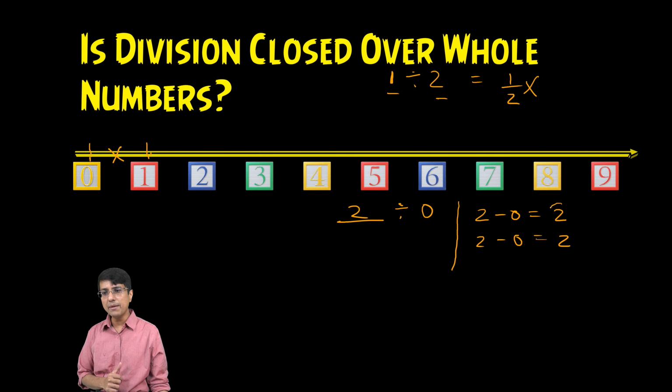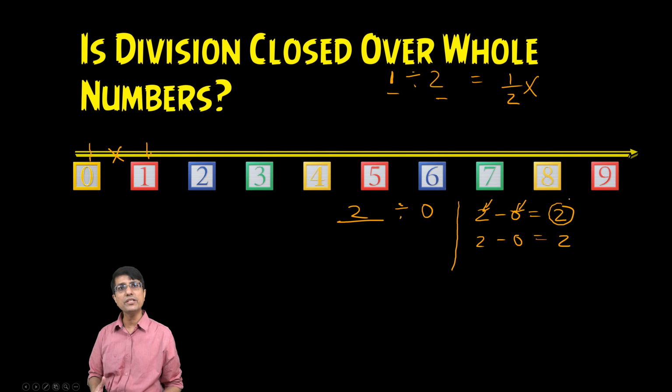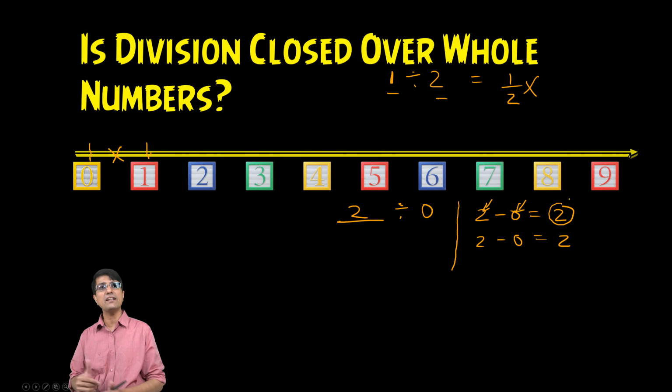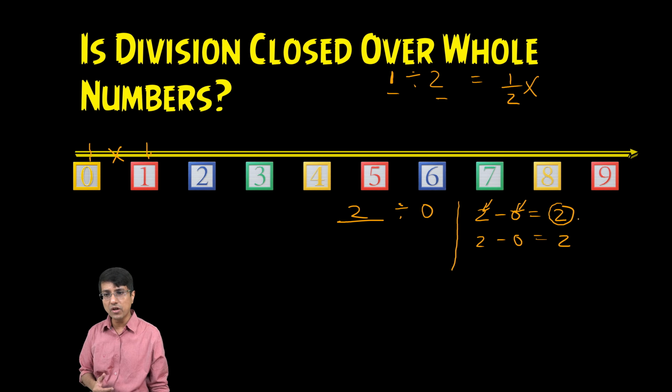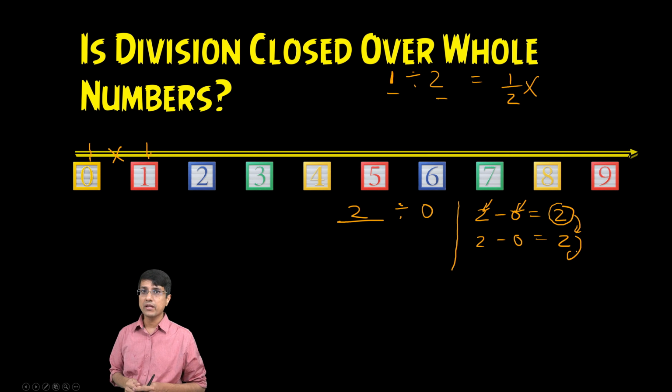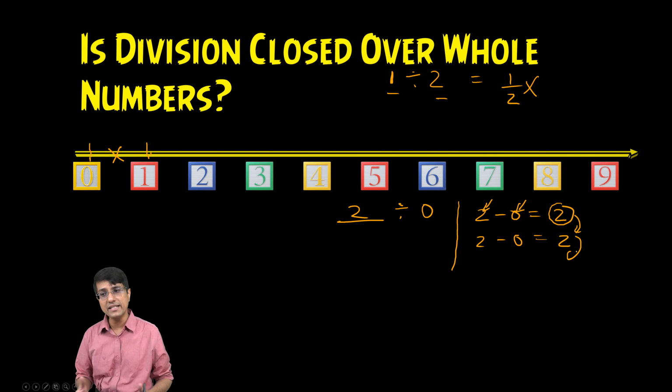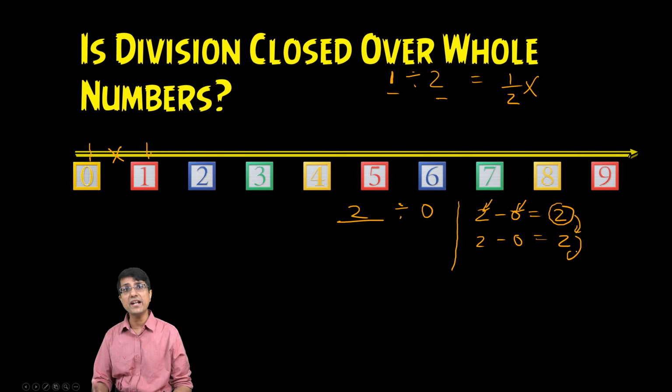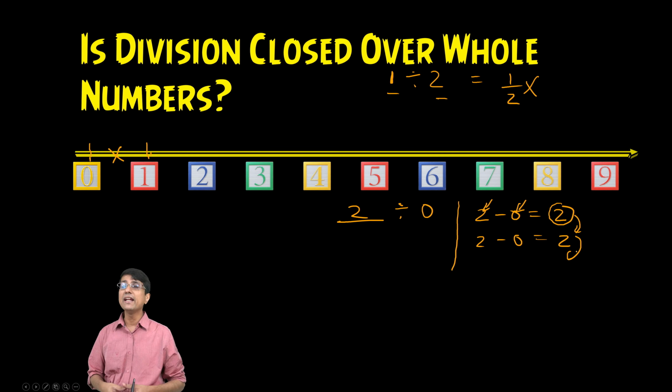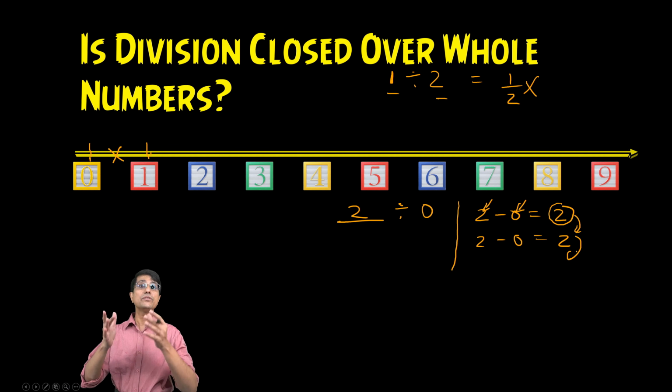Since we are not able to reduce our dividend 2 by subtracting our divisor 0, every time I do the subtraction I end up with the dividend itself. Therefore, because this number is not decreasing, this division would never end. So division by 0 never ends. In other words, it is not defined at all. It is not infinity; it is just not defined.